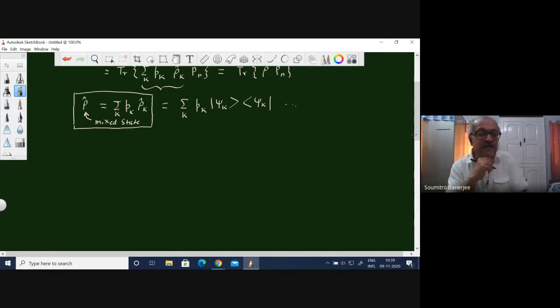Now, if I have this as the density matrix, then what information can I extract out of it? Firstly, since pk are real and each rho k is Hermitian, the whole density matrix is also Hermitian. So this is Hermitian.